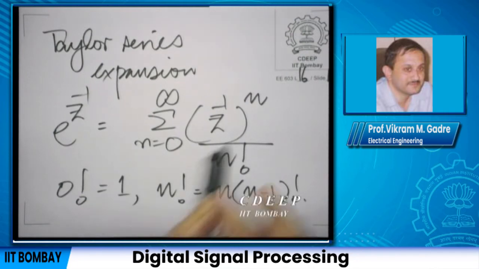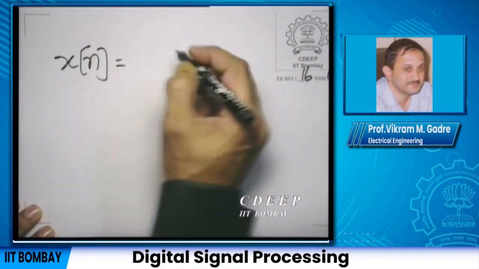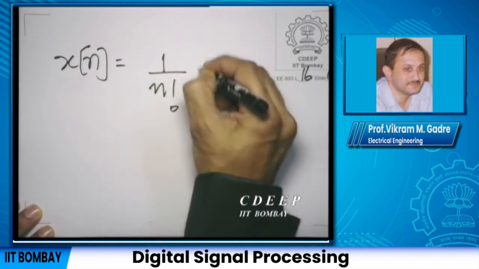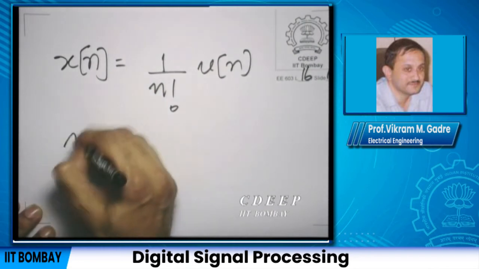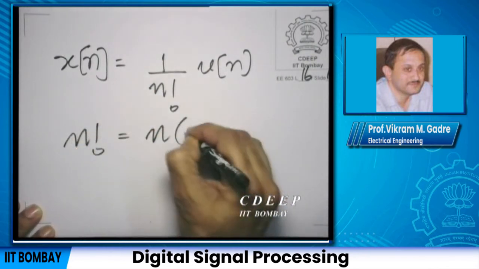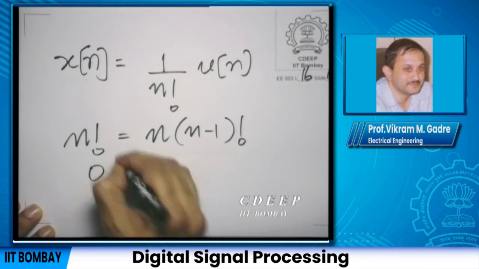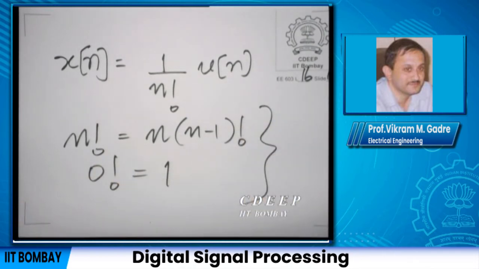Now, when we write down this Taylor series expansion, it is very easy to identify what sequence corresponds to this X(z). That is very easy to do. In fact, it turns out that this sequence x[n] would simply be 1 by n factorial u[n], where n factorial has been defined already. And u[n] you know, u[n] is the unit step.